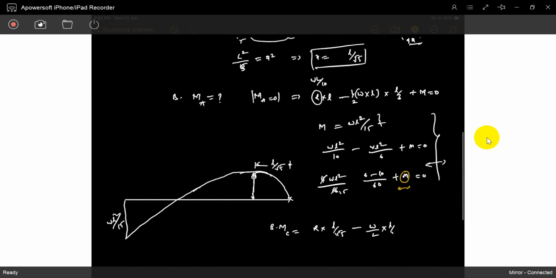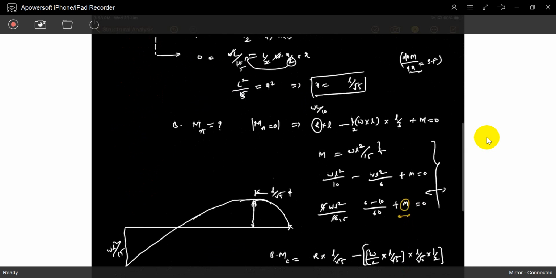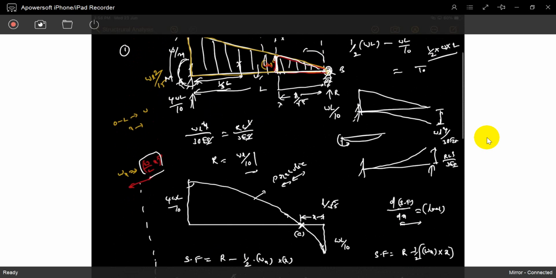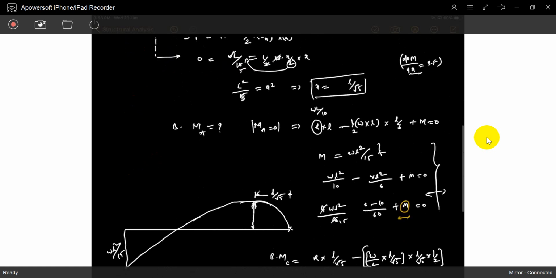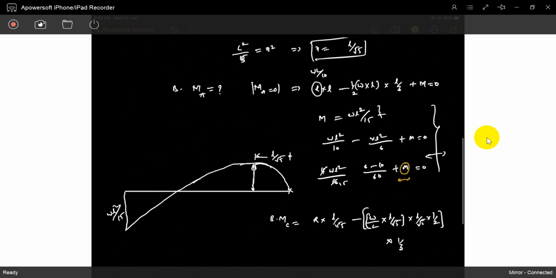w by L x, and the distance is L by root 5, but that is a load, not a moment. Up to L by root 5 this is a load. So it acts at a distance of one third of x. So the distance multiplied is one third of the distance, L by root 5 divided by 3. That's it.